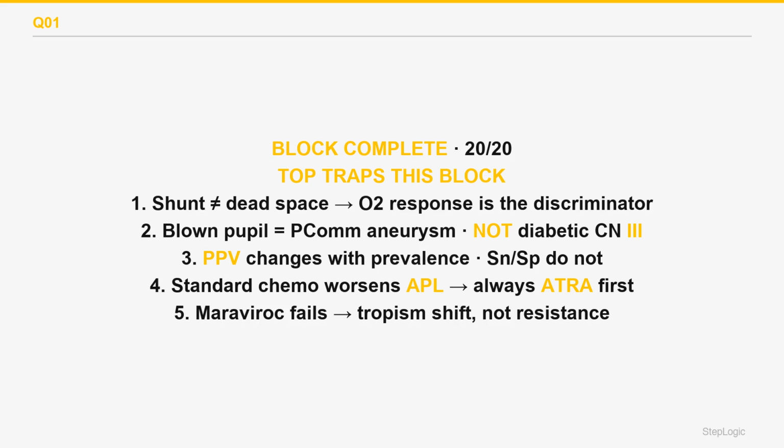4. In APL, standard 7+3 chemotherapy can be fatal by releasing procoagulants and worsening DIC. Always ATRA first. It is the anti-leukemia vitamin. 5. Maraviroc failure without resistance mutations means X4 tropic minority virus outgrowth. The CCR5 receptor is blocked, but CXCR4 tropic virus expands unchecked.